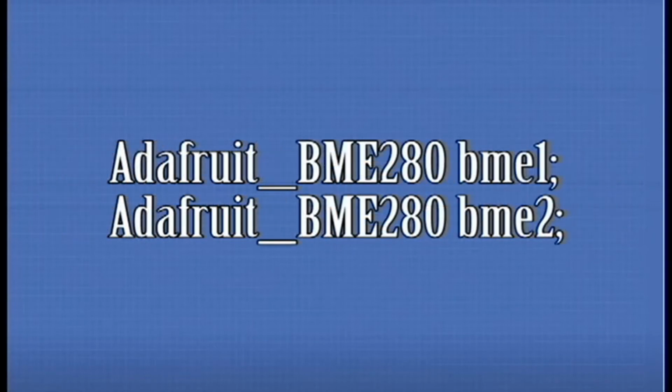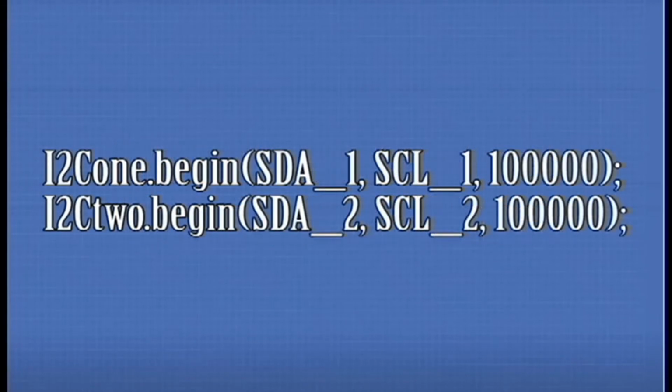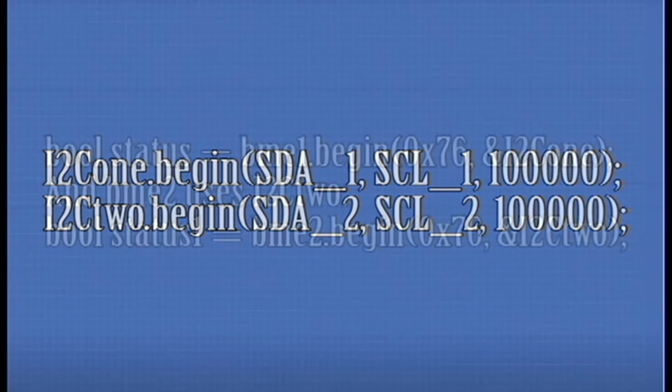Create two instances of the Adafruit_BME280 library to interact with your sensors, bme1 and bme2. Adafruit_BME280 bme1; Adafruit_BME280 bme2. Initialize an I2C communication on the defined pins and frequency. I2C1.begin(SDA_1, SCL_1, 100000); I2C2.begin(SDA_2, SCL_2, 100000).